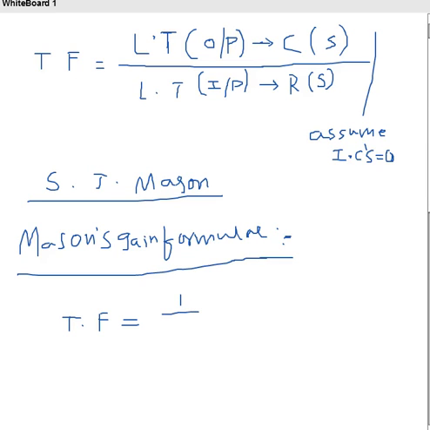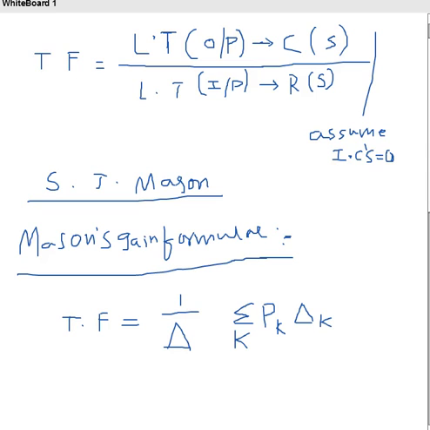So this is the formula: 1 by delta, sigma, k. Some textbooks call the transfer function the system gain also. Both are the same. System gain, transfer function, all are the same names. Sigma is summation, where k is a constant. So this is Mason's gain formula to find out the transfer function for the overall system.